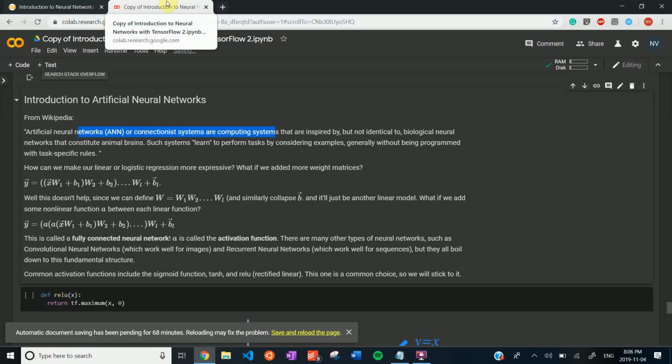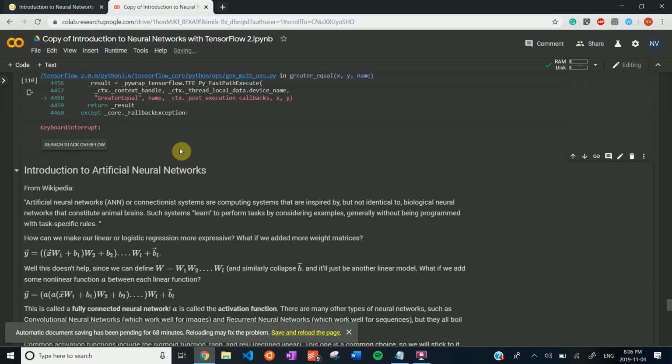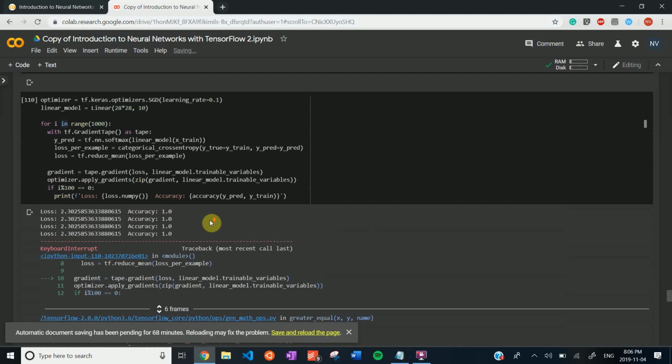So let's go back to our linear model that we were working with and think about how we can make that more complex and just better suited for the tasks that we're trying to do. So in particular, what if we just added more weight matrices? Oh, sorry.